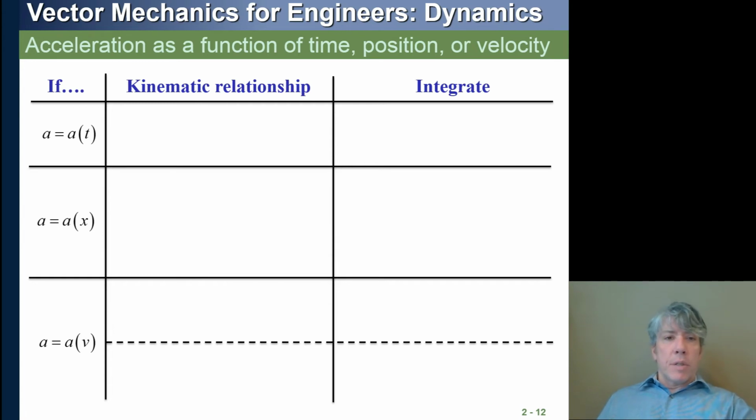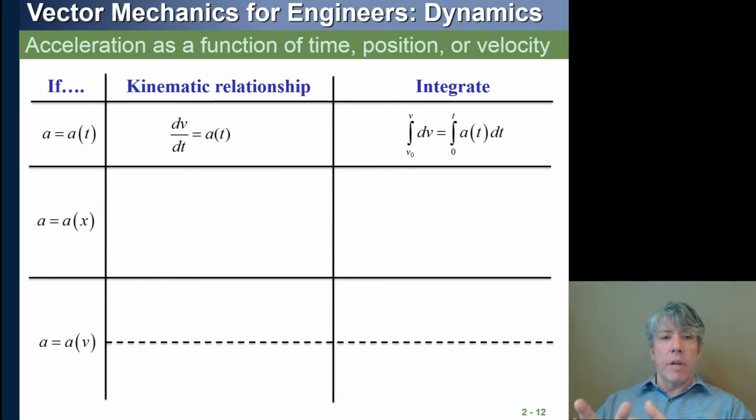If the acceleration turns out to be a function of time, then the kinematic relationship we're interested in is that acceleration is dv by dt, just the definition of acceleration. And since differential equations by themselves are not typically all that useful, we will have to integrate this equation, and the integral form is on the right. Basically what's happening here is you take the dt from the denominator, move it over to the right hand side, and integrate both the right and left hand sides.